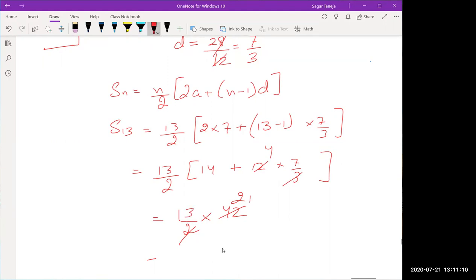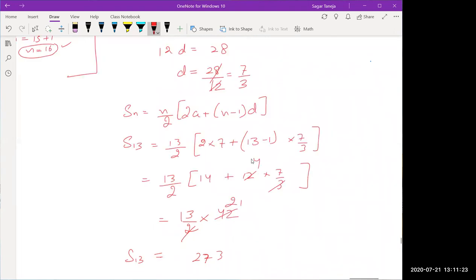Multiply this: 21 3s are 63, 13 1s are 13, and 126, 273 is the answer. Yes, it is the correct answer. So S13 is 273, and the value of d is 7 by 3. So these are the two required values which have been asked in the question.